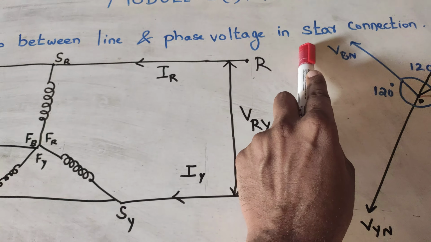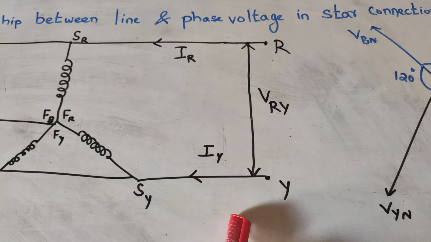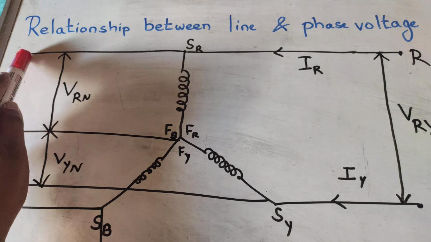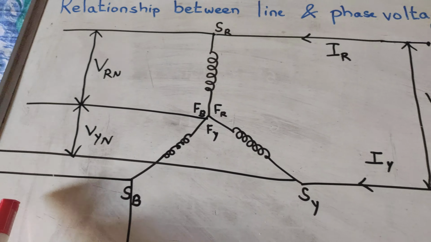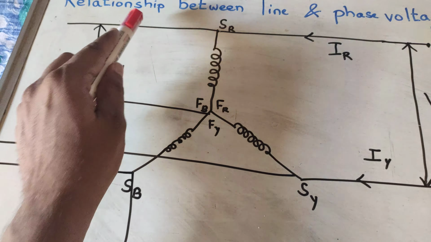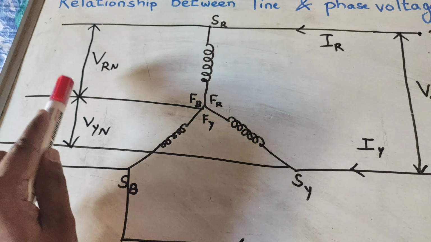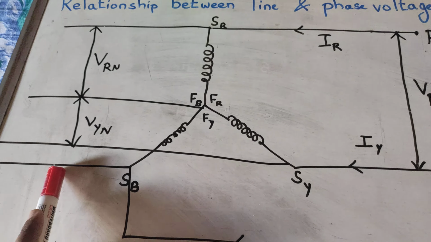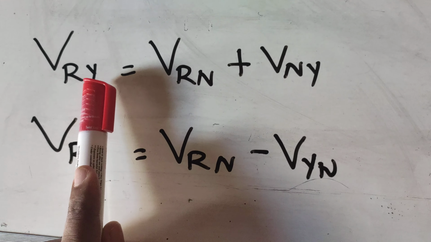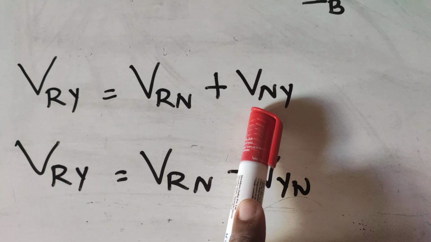So to understand that, let me take VRY. VRY is the voltage between the starting point R to the starting point Y. R to Y, there is a neutral point N. So R to N, N to Y is what we call as the line voltage VRY. So VRY is equal to VRN plus VNY.